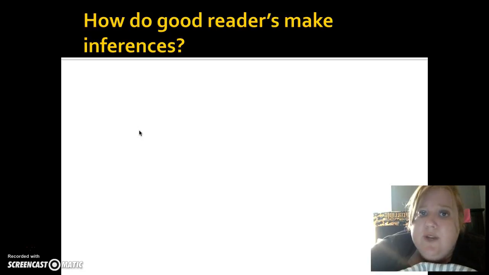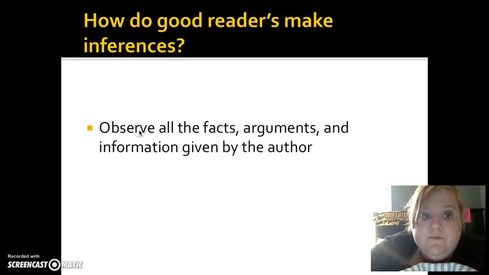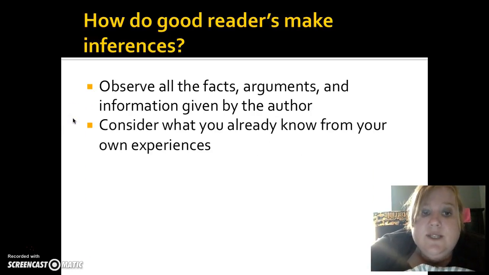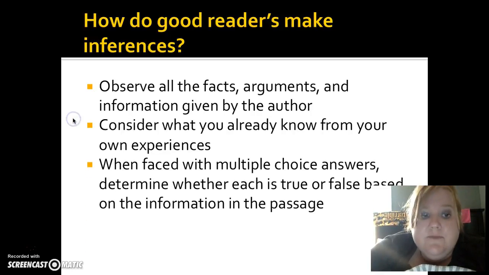So how do good readers make inferences? They observe all the facts, arguments, and information given by the author. So you look at everything the author gives you to make a valid inference. You consider what you already know from your own experiences. Think about what you know, what experiences you've had to make connections with the text.